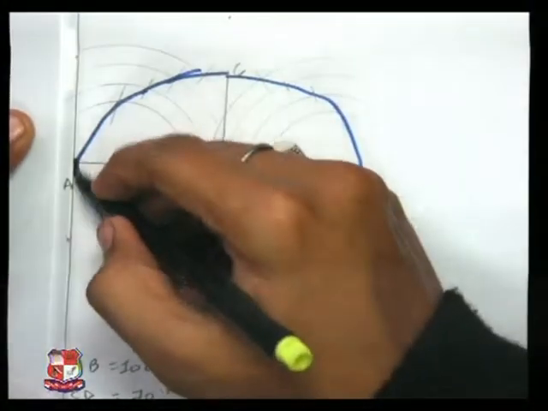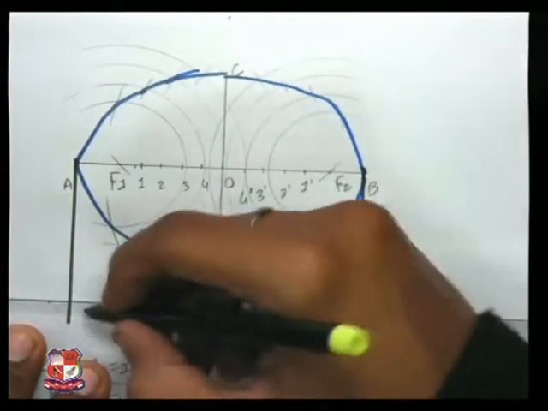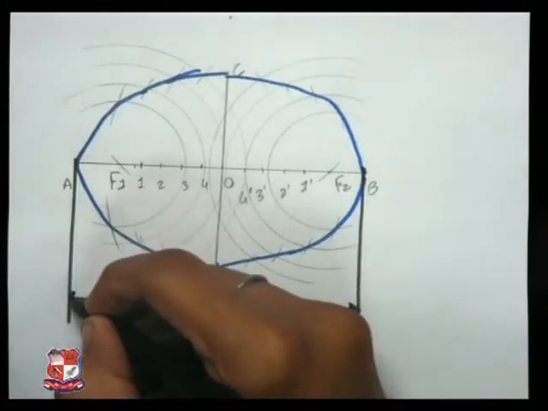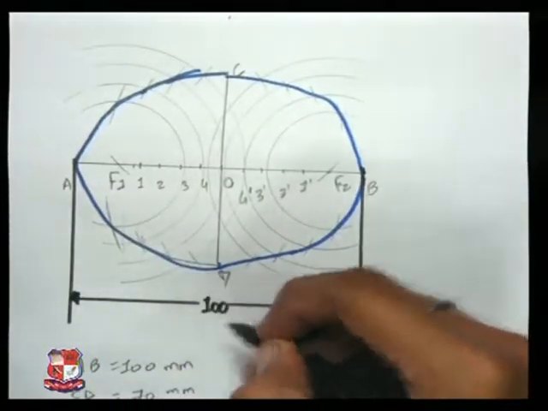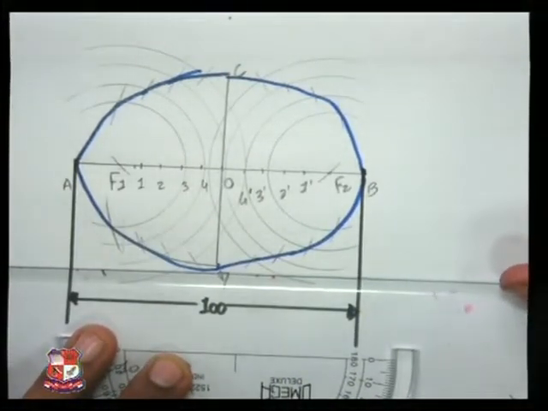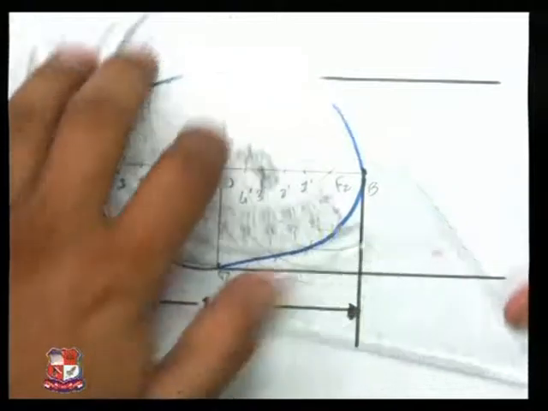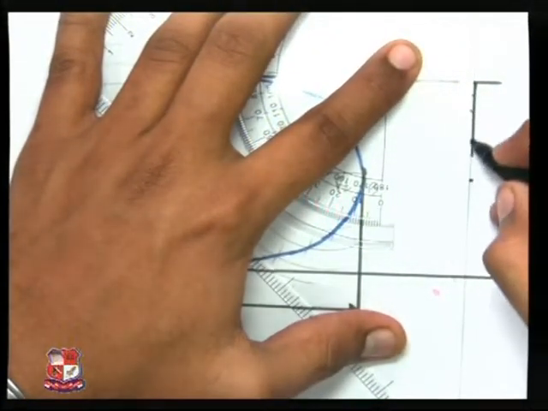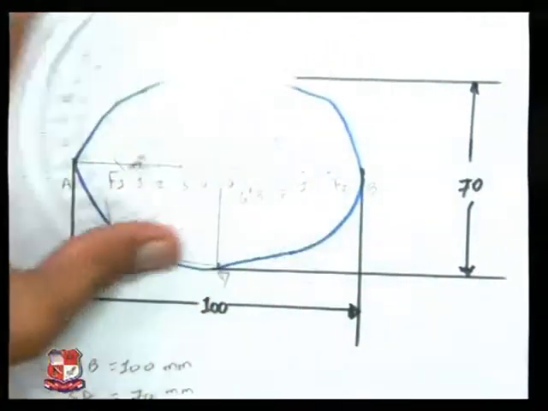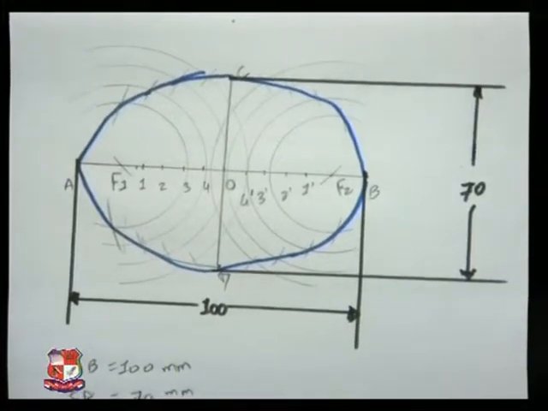Our AB is given as 100 mm, which means the major axis is 100 mm. Cross-feed arrows on both sides. Our minor axis is given as 70 mm. Cross-feed arrows on both sides, dimension in the middle of the line. And this is how you can draw an ellipse using the arc of circle method.